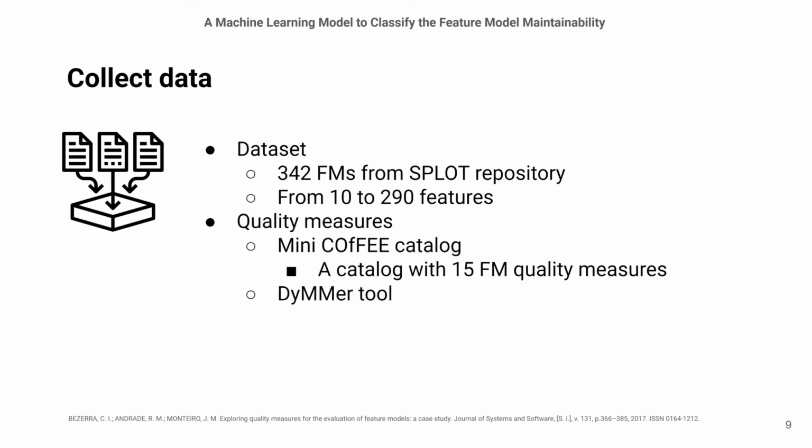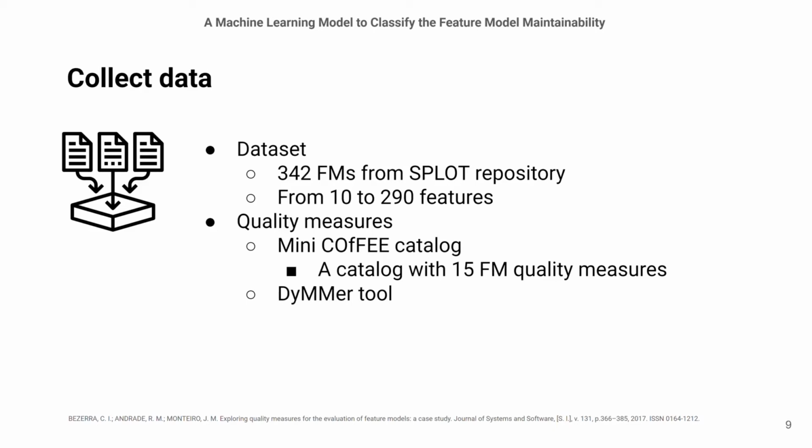The first step was to collect the data to train the machine learning models. We collected 342 feature models from the Splot repository. These feature models had between 10 and 290 features. We also chose the measures from the Minicoff catalog as our initial set of independent variables. This is a catalog that defines 15 maintainability measures for feature models.